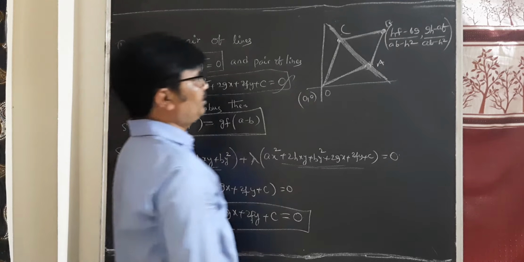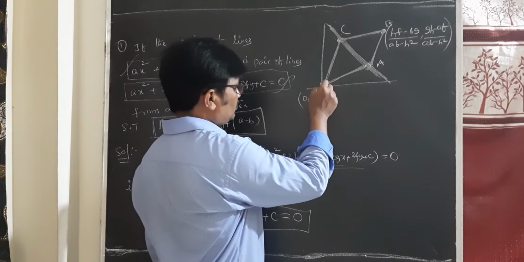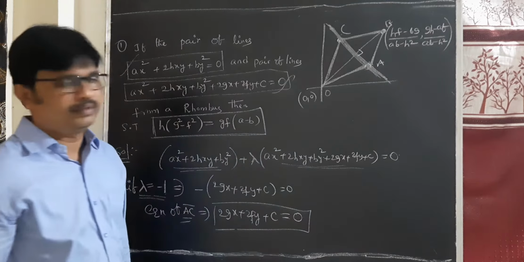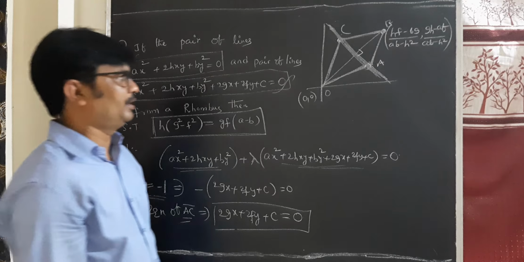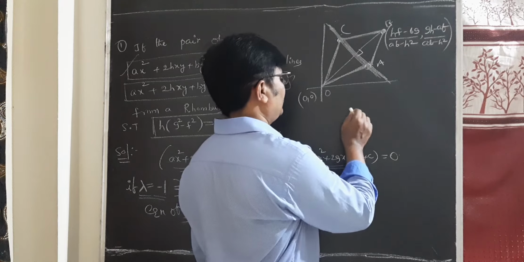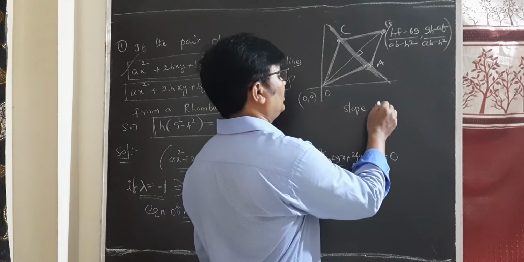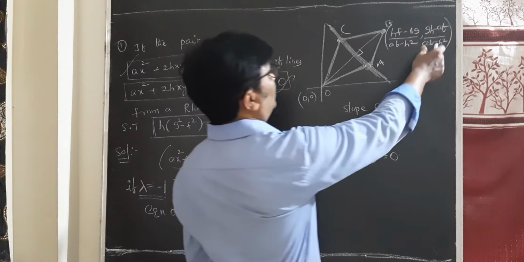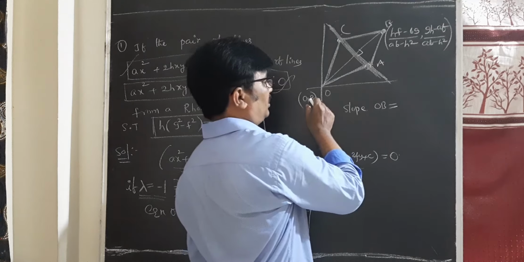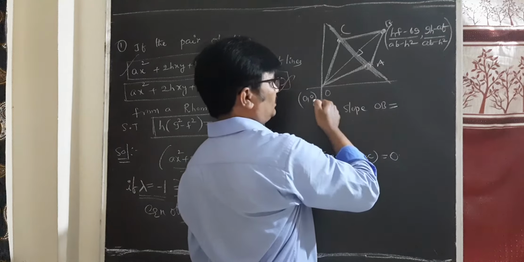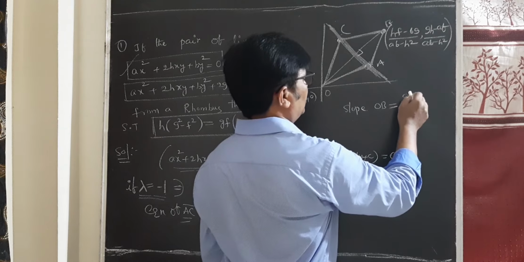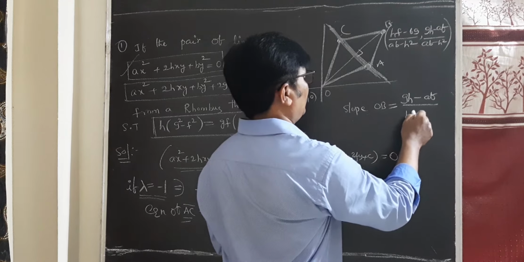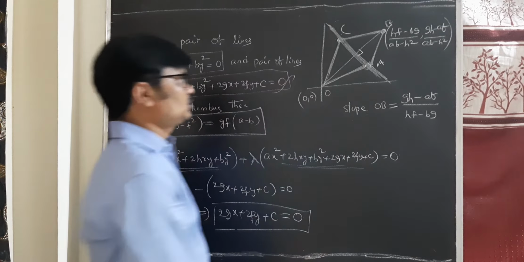Now we take the other diagonal, OB. We know that in a rhombus the diagonals are perpendicular. First find the slope of OB. The slope is (y2 − y1)/(x2 − x1), so it is ((gh − af)/(ab − h²)) divided by ((hf − bg)/(ab − h²)). The ab − h² cancels, so the slope of OB is (gh − af)/(hf − bg).